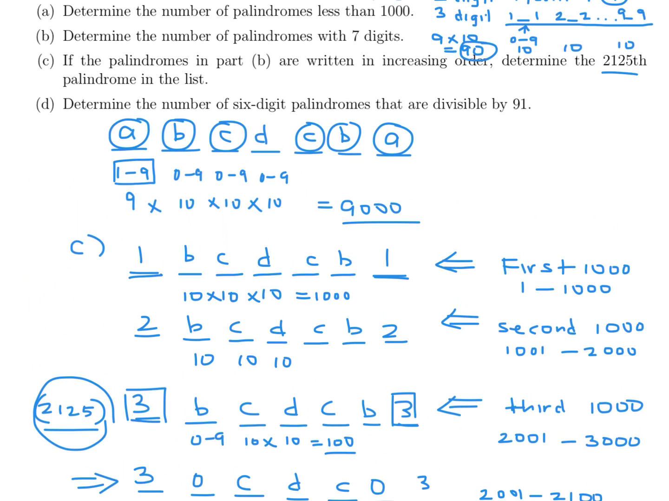All right, the final one. Determine the number of 6-digit palindromes that are divisible by 91. The number of 6-digit palindromes, so 1, 2, 3, 4, 5, 6, that are divisible by 91. Ooh, all right. Okay, so this is going to be a bit challenging here. Okay, let's see what we can do.